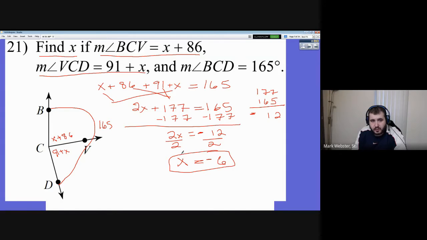And some of you are going to say, well, I'm not sure I did it right. If you're not sure you did it right, plug it in. If you plug in negative 6 to both of these pieces, look at what you get. 86 minus 6 is 80. 91 minus 6 is 85. Part plus part, 80 plus 85 had better be 165, right? So that's how you know you did it right.